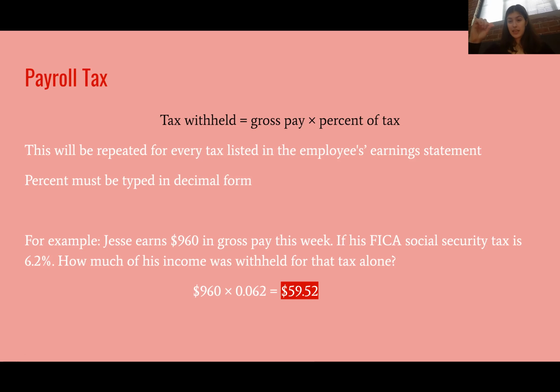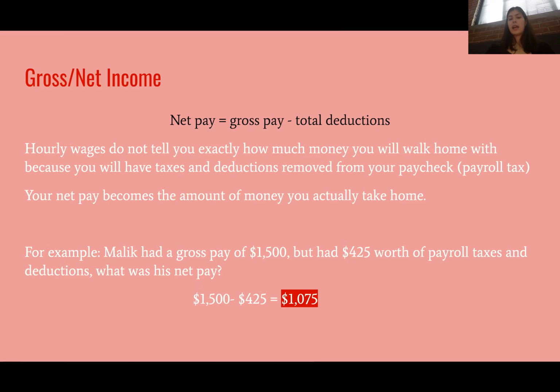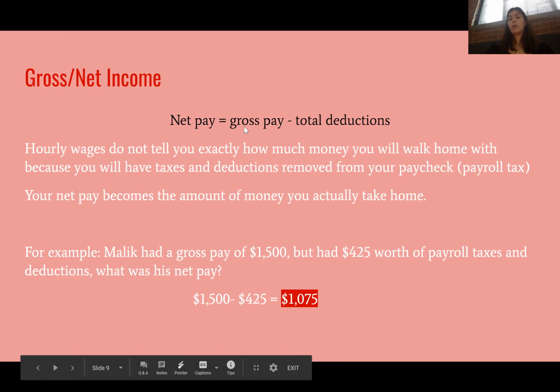Again, that has to take place for every single tax and deduction that's listed on your payroll. And then you would add together all of those tax deductions, and that would become your total deductions that you would take away from your gross pay to find your net pay. All right.